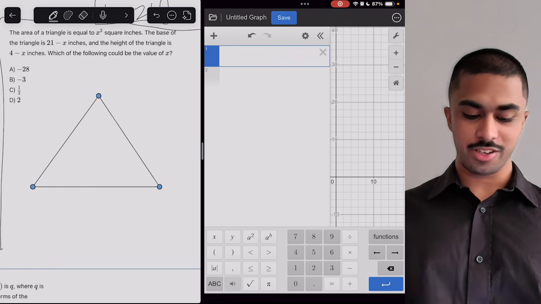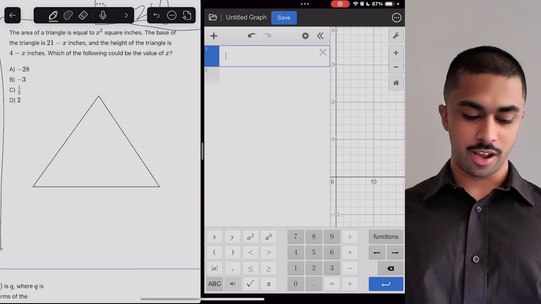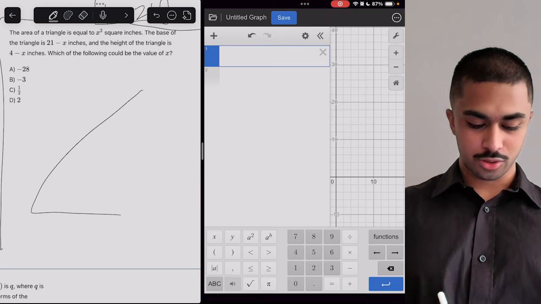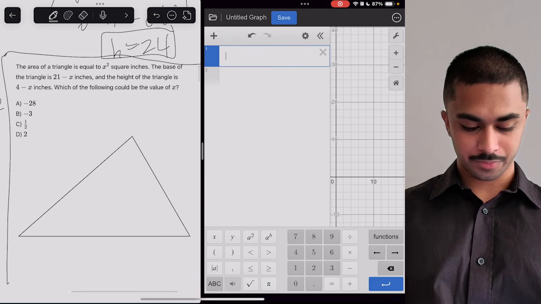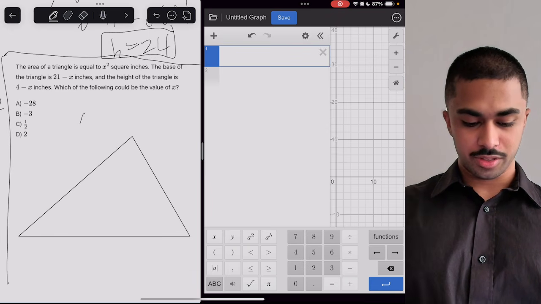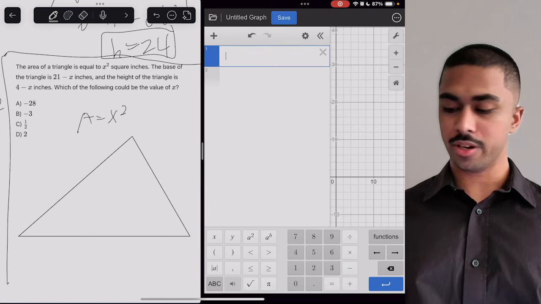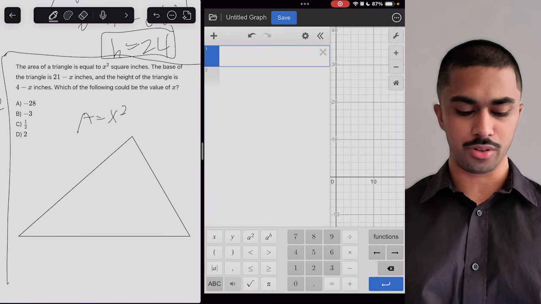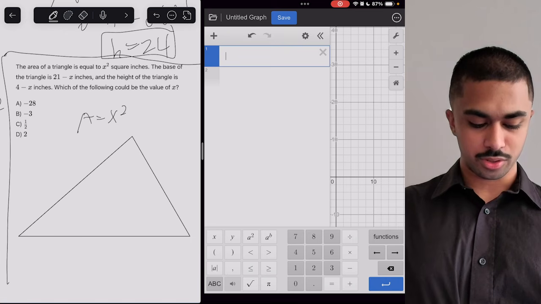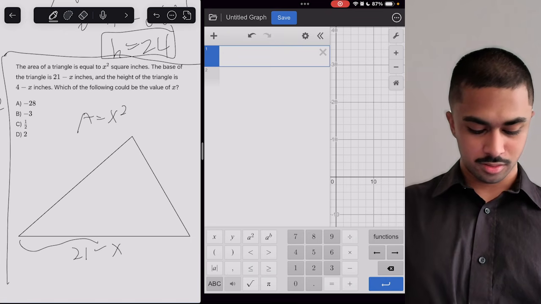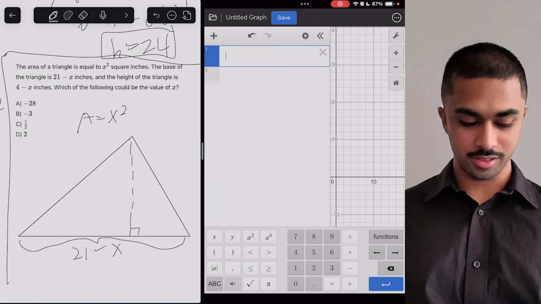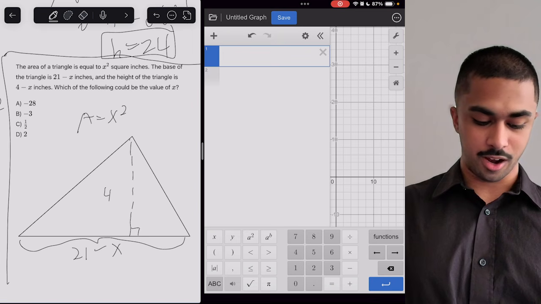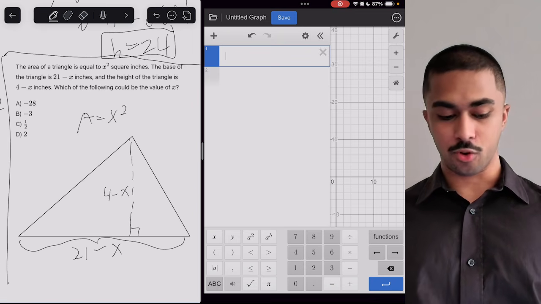Whenever you see a geometry question, you have to draw it out. Actually, that triangle is too perfect. There. Okay. The area of this triangle is equal to x squared. Once you get a geometry question, just start labeling everything. The base of the triangle is 21 minus x. This is this entire base. And then the height, you have to draw a line that's perpendicular to the base, because that's the definition of a height. It's 4 minus x.